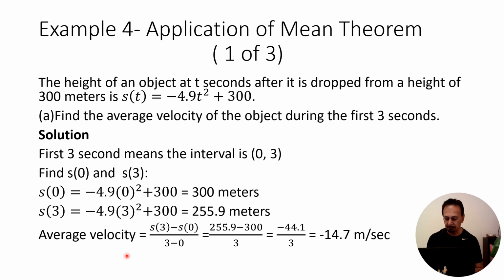Now the average velocity is s of 3 minus s of 0, over 3 minus 0. So s of 3 is 255.9, and s of 0 is 300, over 3. If you subtract, it gives negative 44.1 over 3, and if you divide, it gives negative 14.7 meters per second.